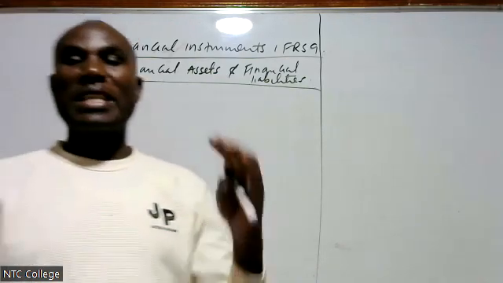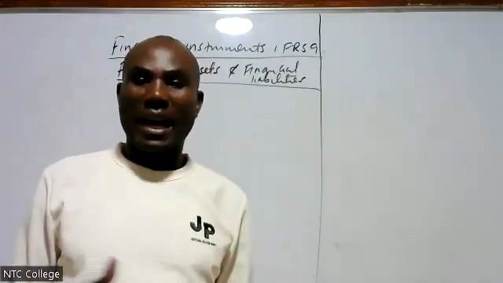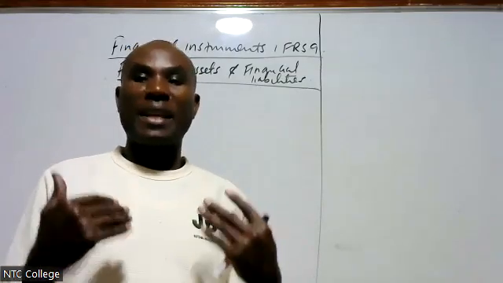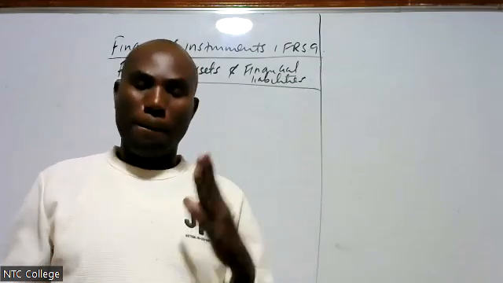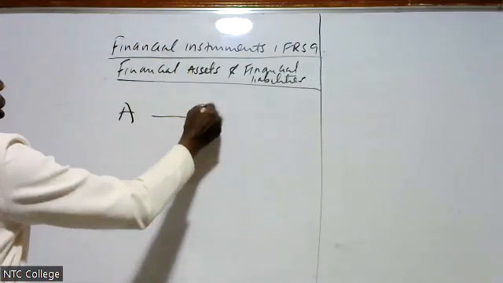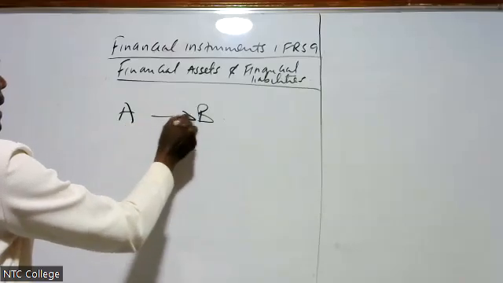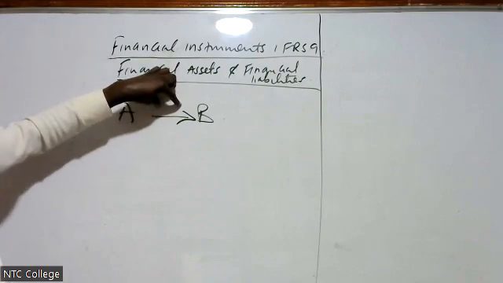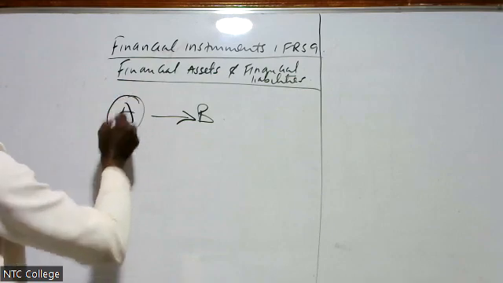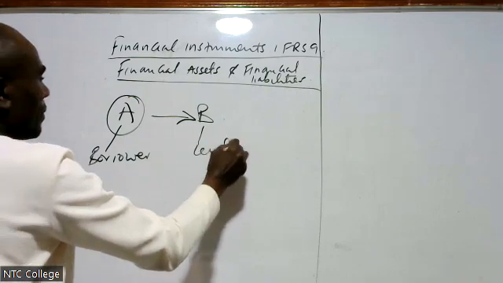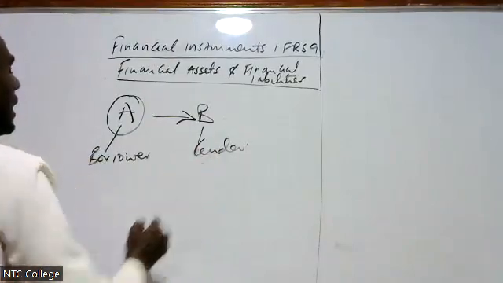A financial instrument is a contract that gives rise to a financial asset of one business entity and a financial liability of another business entity. Remember, if company A goes to borrow from company B, company A is the borrower and company B is the lender.